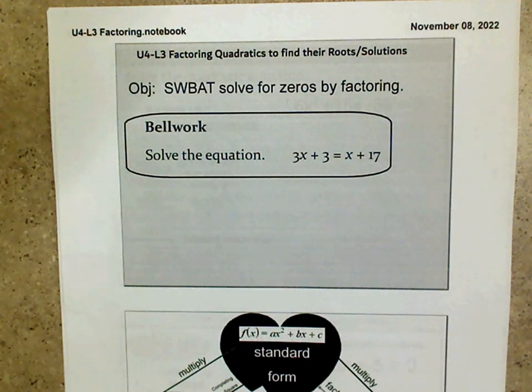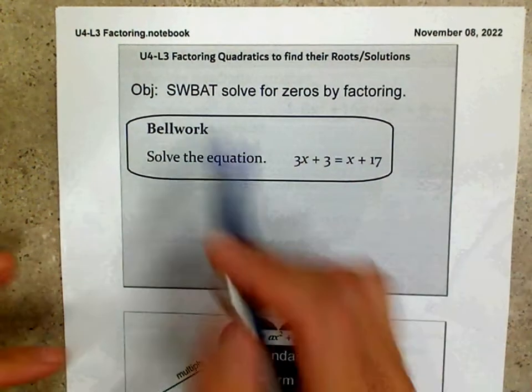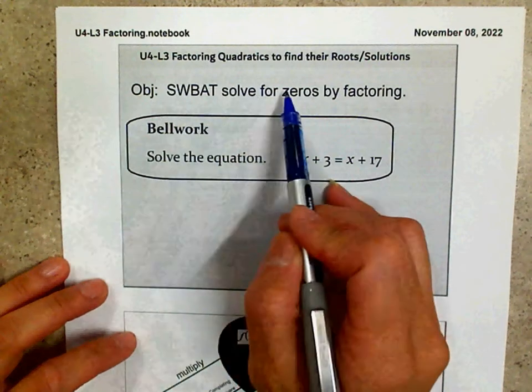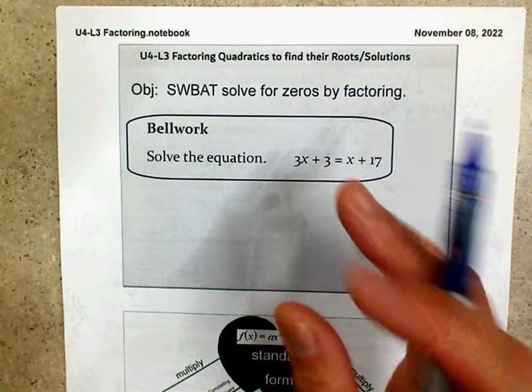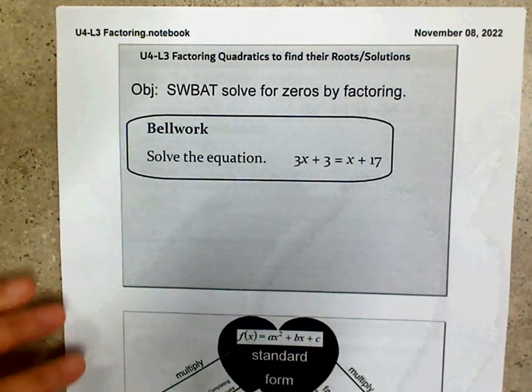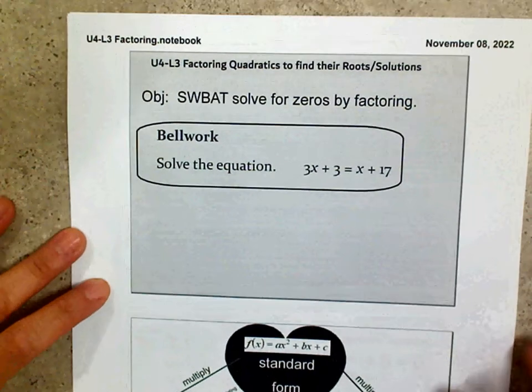Here is your bell work for today. When you get done with this assignment, you should be able to solve for zeros by factoring. And I want to make sure you always read the directions, okay? All right, so let's take a look.